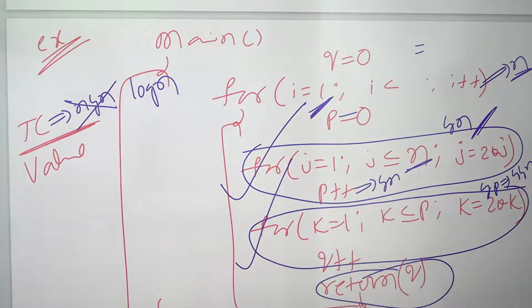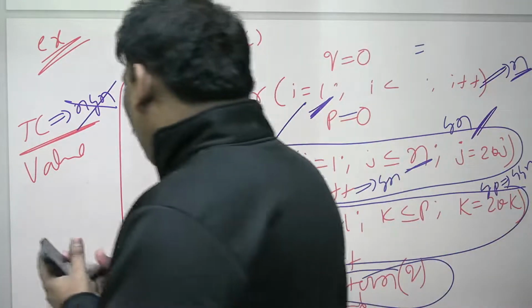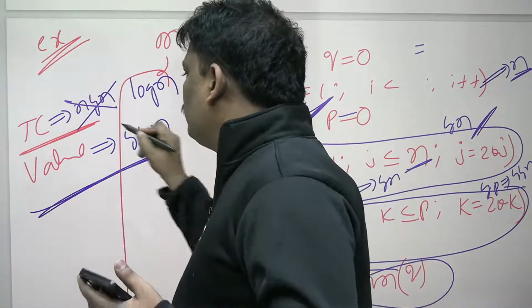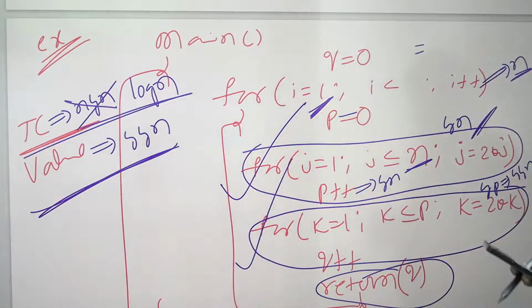Some people are asking, sir, what is the Q value? Because I equal to 1 will come only one time, if you observe, the Q value is simply log n. If return is not there, bigger values may come, but because of the return, both will execute one time only. So the time complexity is log n, and the Q value is log n. Please verify if I have done anything wrong.